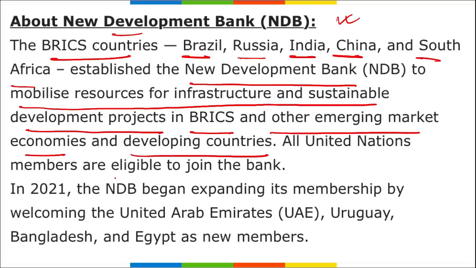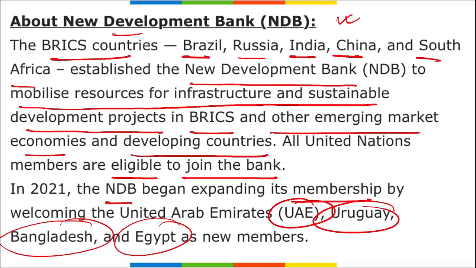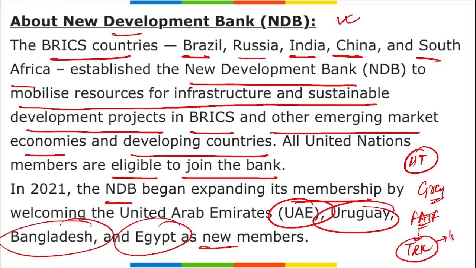All United Nations members are eligible to join the bank. In 2021, New Development Bank began expanding its membership by welcoming United Arab Emirates, Uruguay, Bangladesh, Egypt as their new members. Alright, if we talk about UAE, remember first IIT outside Delhi will be developed in UAE, United Arab Emirates. It was put into the grey list of FATF. Who is the new president of FATF? He is T. Raja Kumar, and he became the first Singaporean who became the head of Financial Action Task Force.